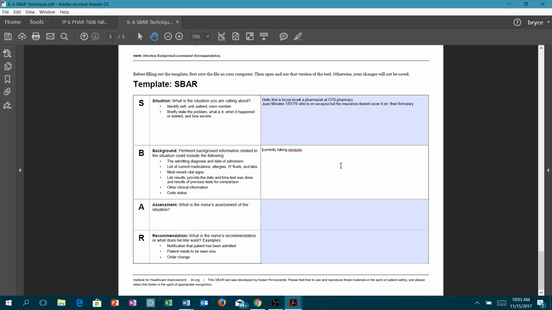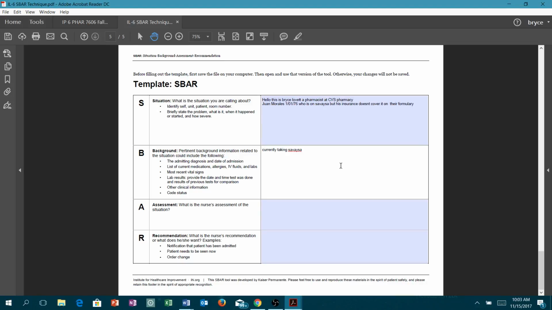In this situation, they're switching from Savaysa to Xarelto, but we don't know the initial dose of Savaysa from the information you gave us. So do we need to make the recommendation for the Xarelto with the dose, frequency and all that other stuff, even though we don't have that? Okay, so at this point in time, you guys haven't had anticoagulation, so you wouldn't really know the dosing and stuff like that.